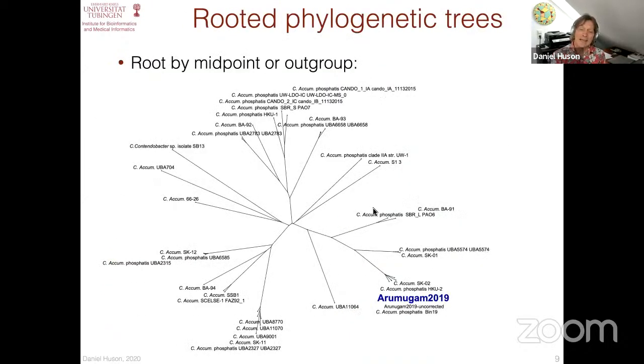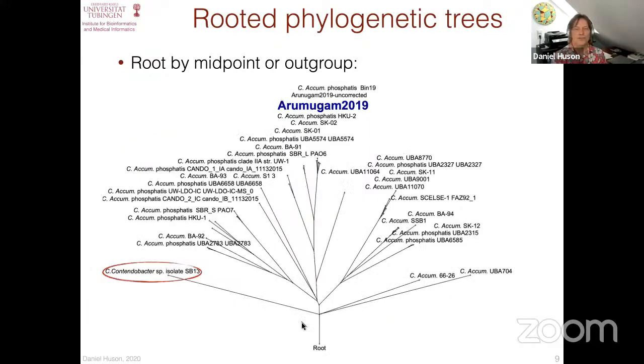And one thing just to add to this talk, most phylogenetic methods produce unrooted trees, but at the end of the day, if we're really trying to interpret what's going on in terms of evolution, we do need to root the trees. So we have a direction, a time axis, and one way that we like to do that, for example, is using an outgroup. So there's this Contendobacter here, which is the furthest away from all these other Accumulobacter. So we can use that as an outgroup, and then we can redraw the tree in a rooted style.